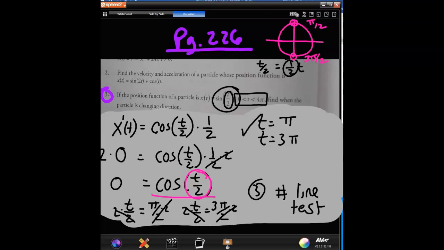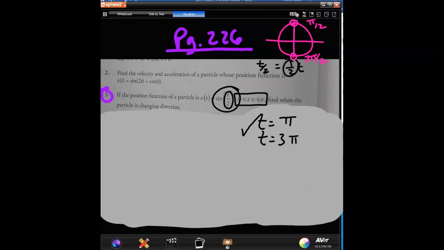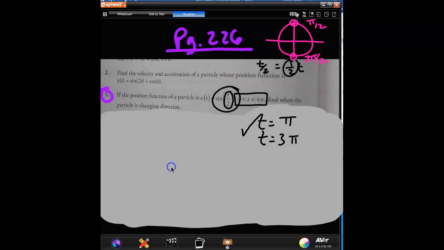Now remember, just because the object stops, that doesn't necessarily mean that it's changing directions, right? And that's why we're going to go ahead and do our number line test now to make sure that it actually changes direction. All right, so here we go. Number line. Let's go ahead and put our 2 points in time at which the object stops moving on here. And it starts at 0 and ends at 4 pi according to the problem.